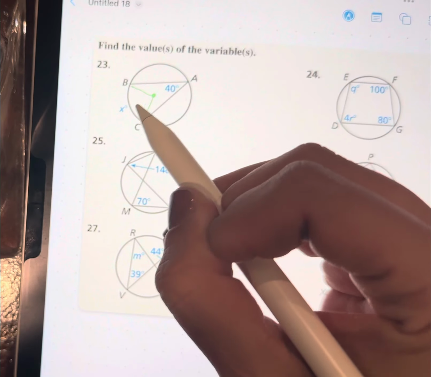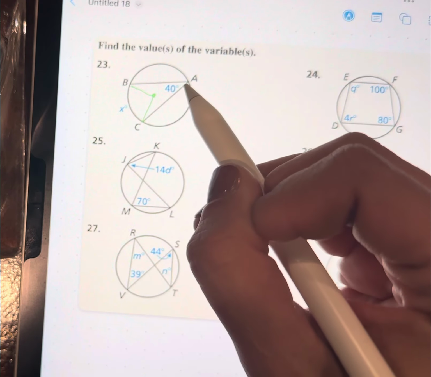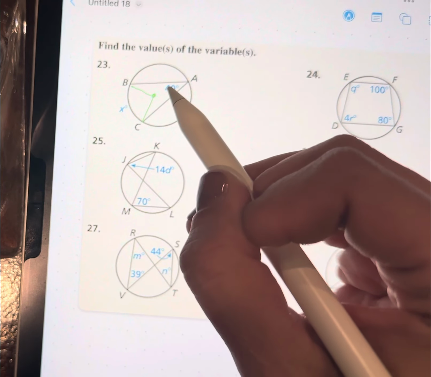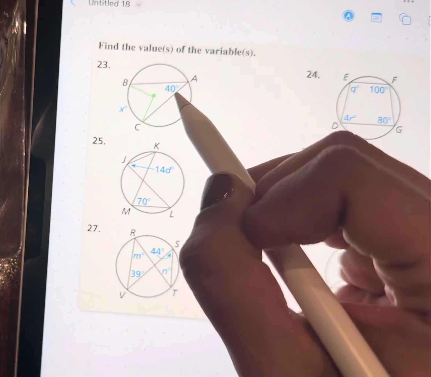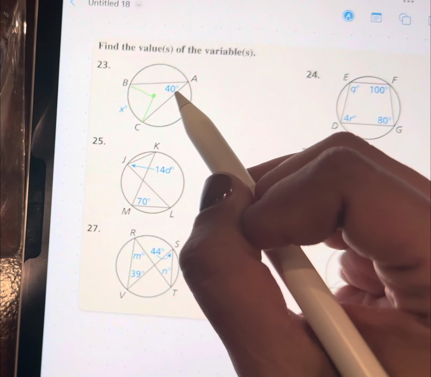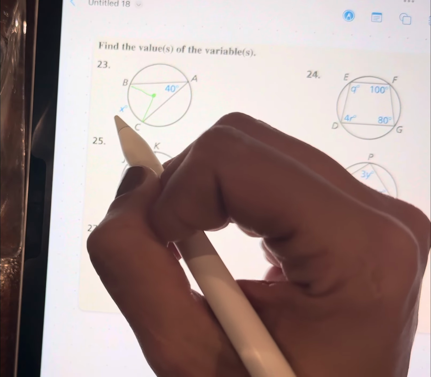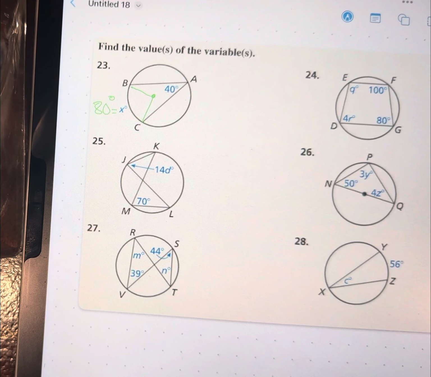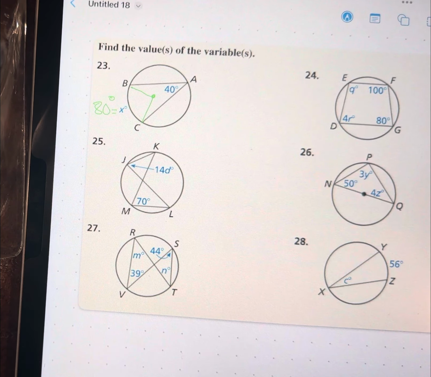Whatever they were was congruent to the arc. Inscribed angles are smaller, so they're not the same, but half, okay? So if that angle is 40, that makes x double, 80 degrees, okay?